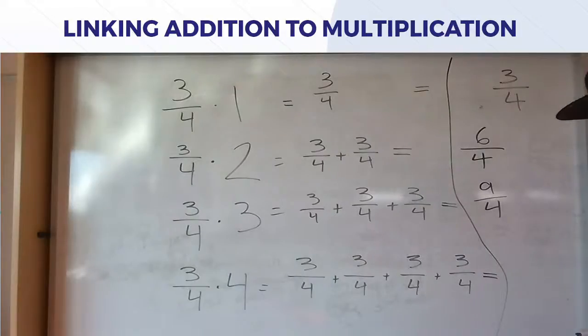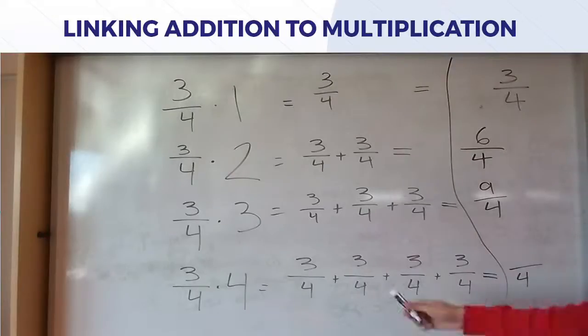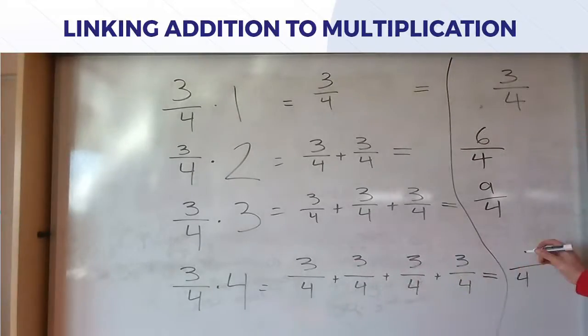4 groups of 3/4, right? 4 groups with 3/4 in each group. So how much total? 3, 6, 9, 12. 12/4.